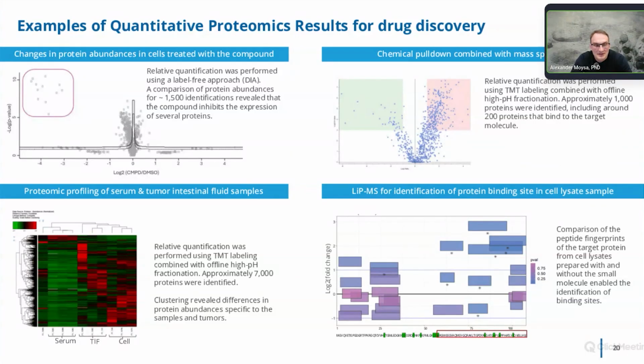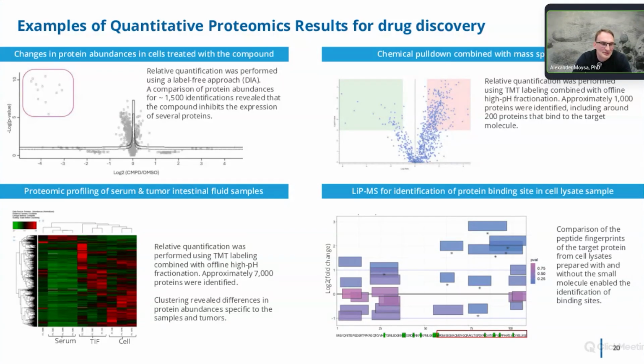To demonstrate the versatility of proteomics for drug discovery, I collected some results from different experiments. The first result is changes in protein abundance in cells treated with one compound. In this experiment, we used label-free quantification with data-independent acquisition. This approach allowed us to identify around 1,500 proteins. And this analysis reveals the presence of some down-regulated proteins.